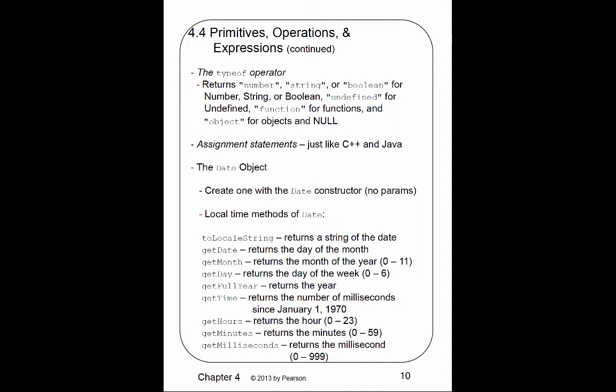So because there are no explicit types, if you wanted to try and find out what type has been assigned to a particular variable, you can use a typeof operator. And then there's a date object, as we'll see, which will return information about the current date.